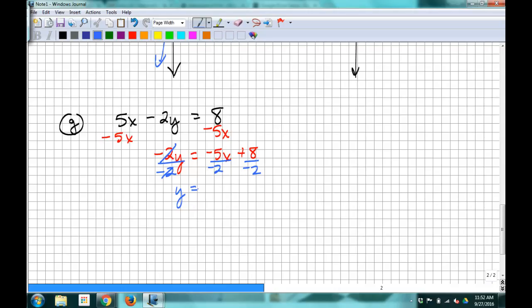Now, what's our slope? -5 over -2. +5 over 2. Good job. And then +8 divided by -2 is -4. So go ahead and just reduce that fraction there. Makes it easier. Makes it a nice number for that one.